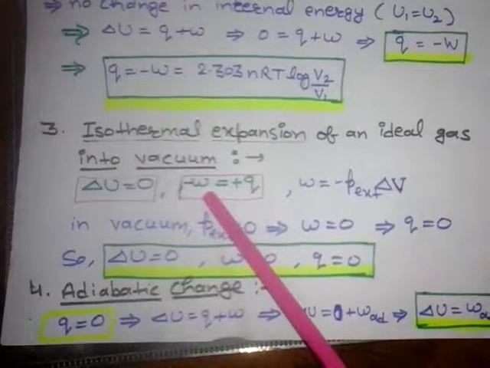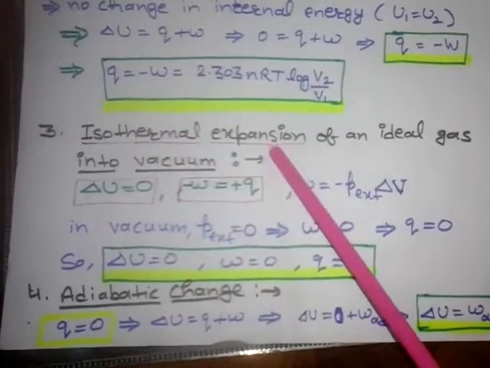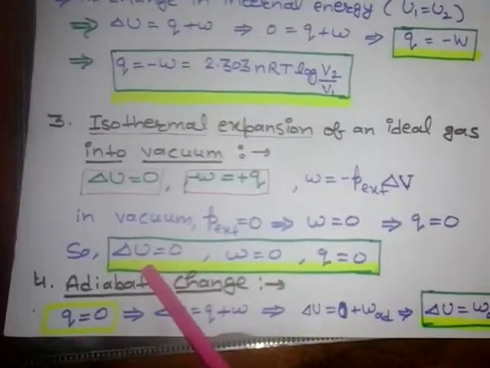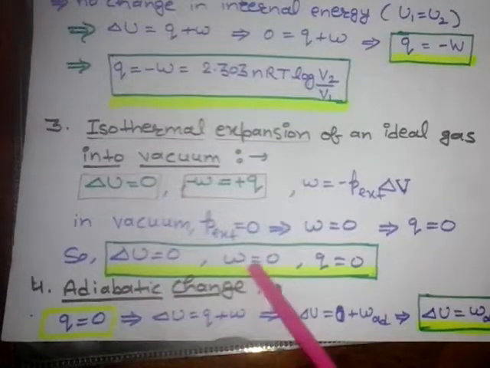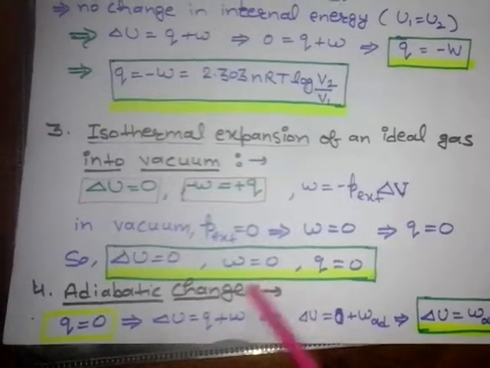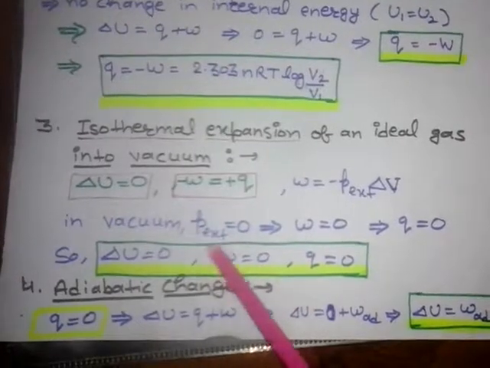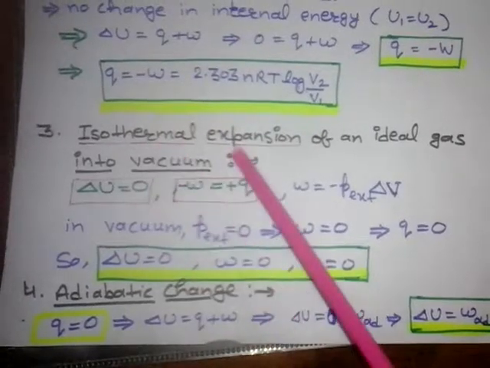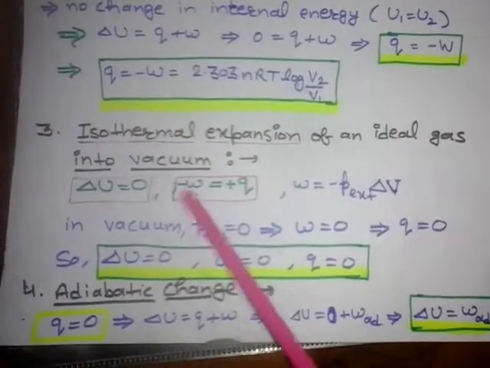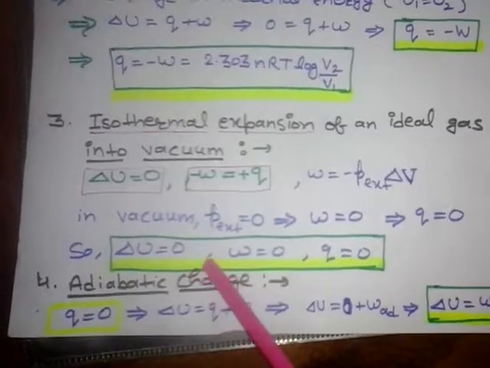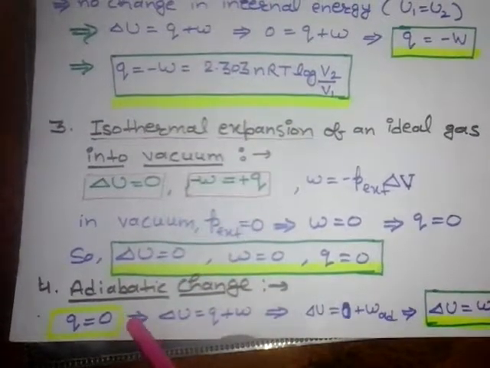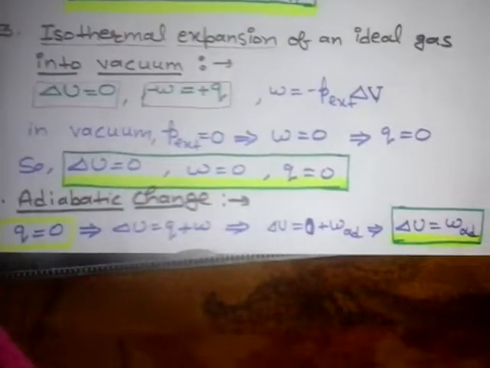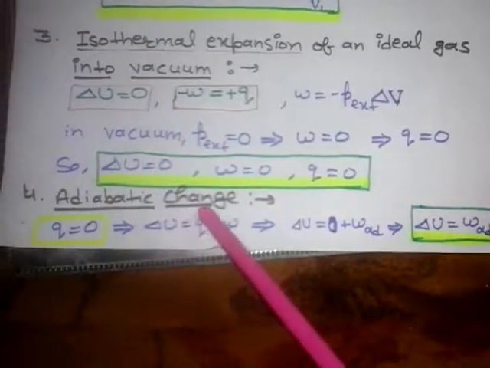So when we are talking about isothermal expansion of an ideal gas into vacuum, then all the terms, that is delta U, W and Q, they are equal to 0. So you must remember, question can be asked that which is correct for isothermal expansion of an ideal gas into vacuum. You have to check the options. Okay, then we have last important result, that is adiabatic change.